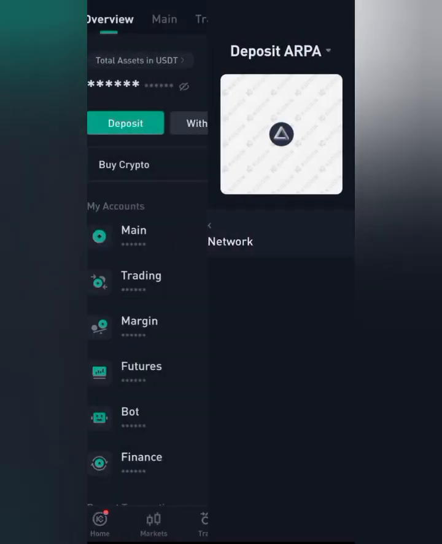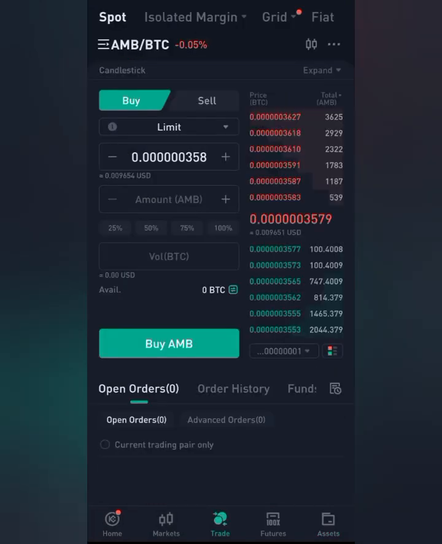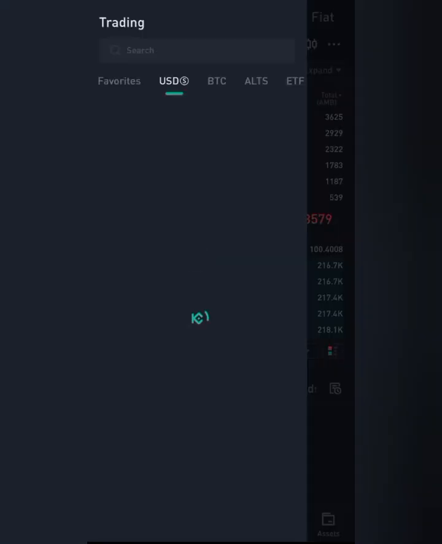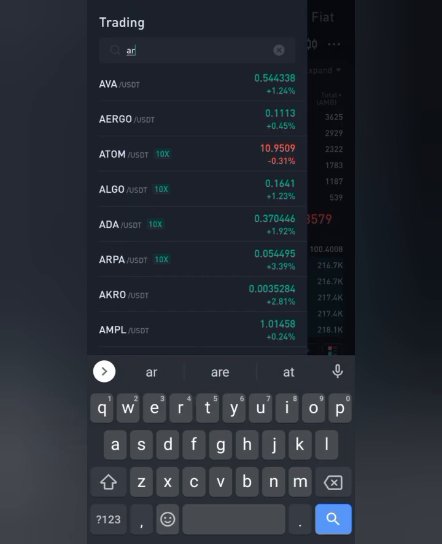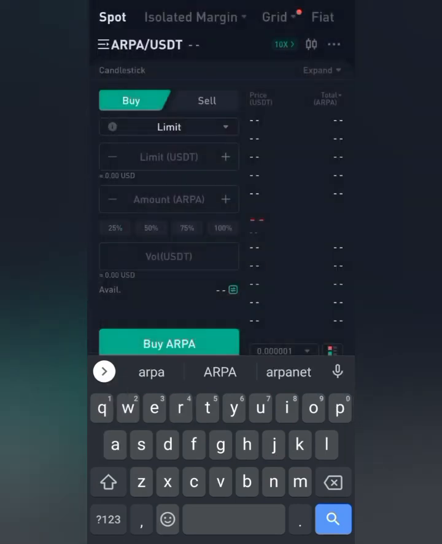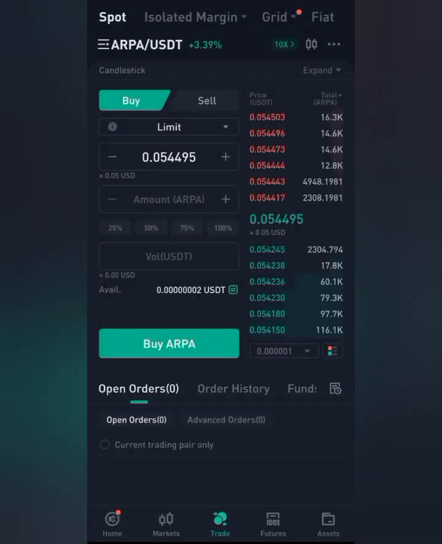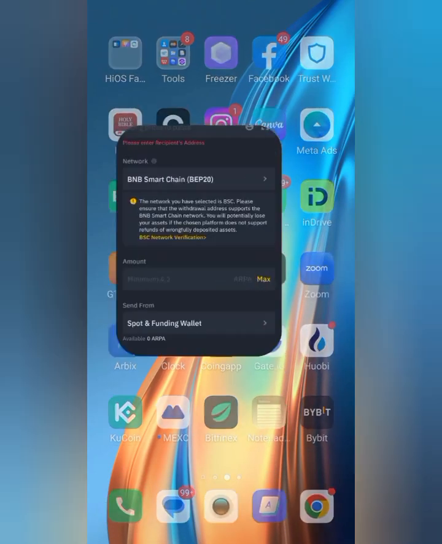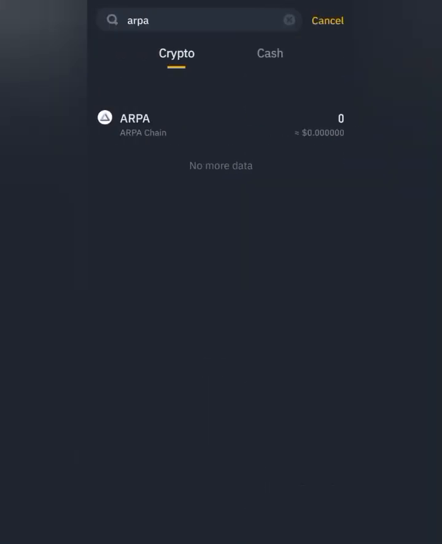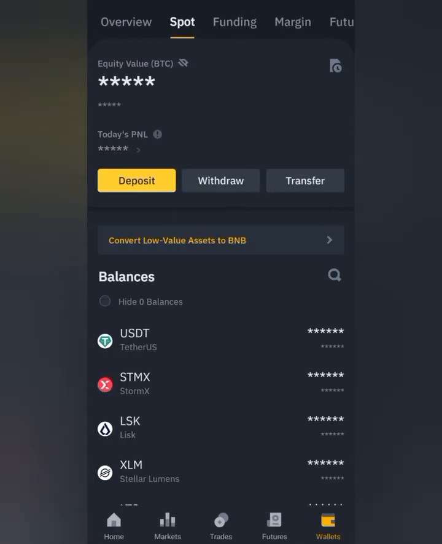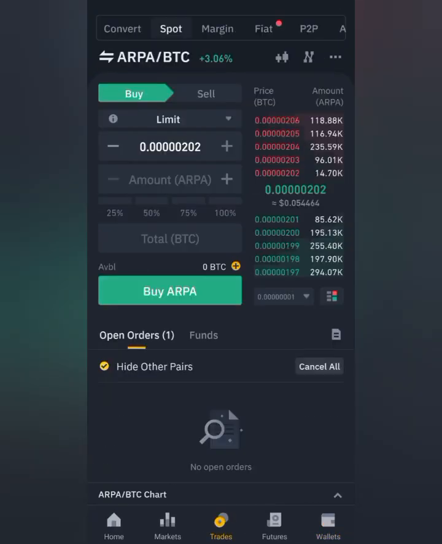You come in here. And since we see that it has ARPA, we could check it out. Let's put ARPA there and see what the price is saying. This is 0.0544. Let's go and check what it's saying in the other one.